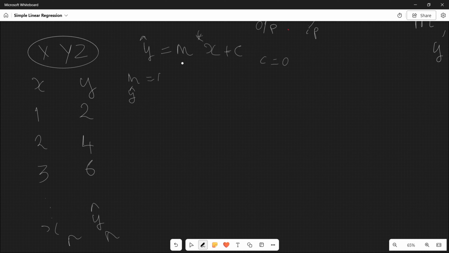So m is equal to 1, and in this case x is 1. 1 into 1 gives me 1, 2 into 1 gives me 2, and 3 into 1 gives me 3. So by keeping the slope m as 1, I am getting the predicted output as 1, 2, 3. Let's fit this data in a coordinate system: 1, 2, 3.